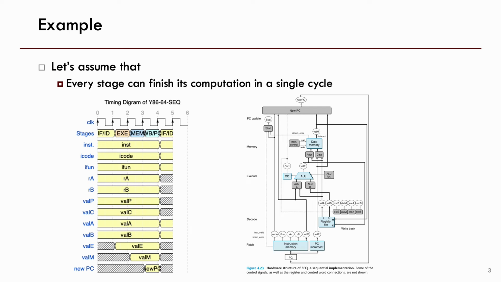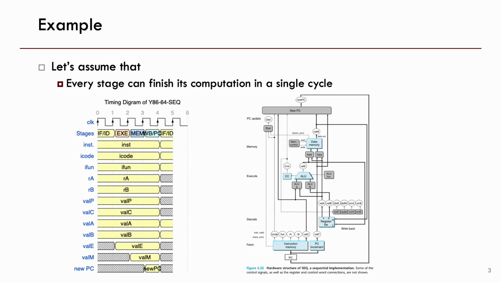Okay, let's take an example with a simple assumption. Let's assume that every stage can finish its computation in a single cycle. Based on this assumption, I made a timing diagram of y86 with some information, like some wires or registers in this data path. Okay, so let's take a look at this figure in very detail.